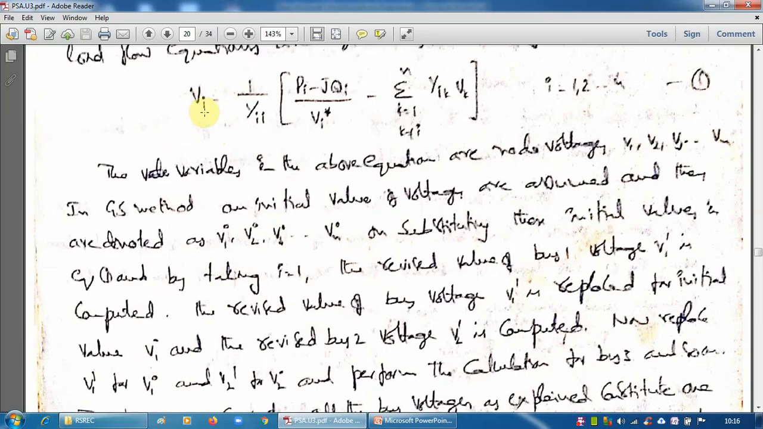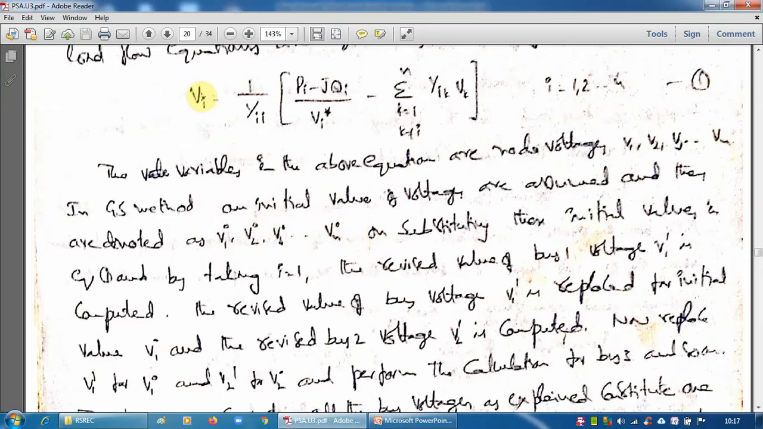Initial values: there are n variables and n equations, and therefore n bus voltages, V1, V2 up to Vn. Our aim is to calculate all these n variables. In the Gauss-Seidel method, first we assume some values for these n variables, and those assumed values are denoted as V1 of 0, V2 of 0, V3 of 0, and so on. These are the initial guess or initial assumption. So with this, now we will start.